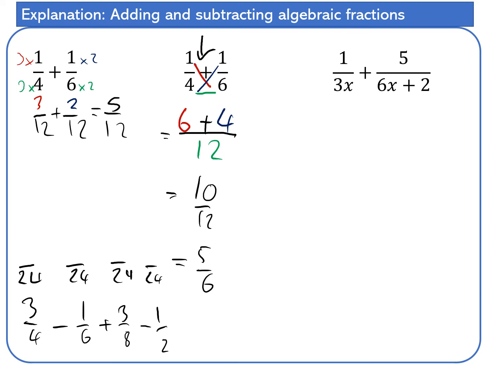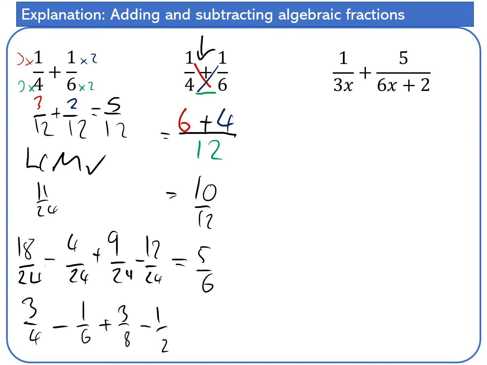How many 4s go into 24? 6, so 3 times 6, 18. And then 6 times 4 is 24, so that's 4. 8 times 3, so I'll go 3 times 3. And 2 times 12, so 1 times 12. And you would just literally put that together. So I've got 18, take away 4 is 14, plus 9 is 23, take away 12 is 11, so that'll just be 11 over 24. LCM, much faster route here.